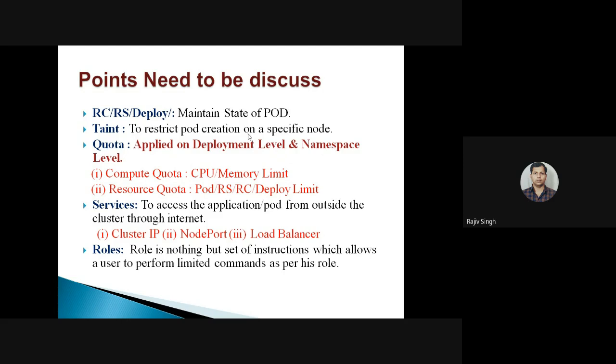Quota is what? Quota is applied at the deployment level and namespace level. What is the namespace? We will discuss later. There are two types of quota. First one is the compute quota, and next one is the resource quota. In the compute quota, we provide how much CPU and how much memory minimum and maximum is required. As per our application, we can specify the CPU requirement and the memory requirement for the minimum and the maximum.